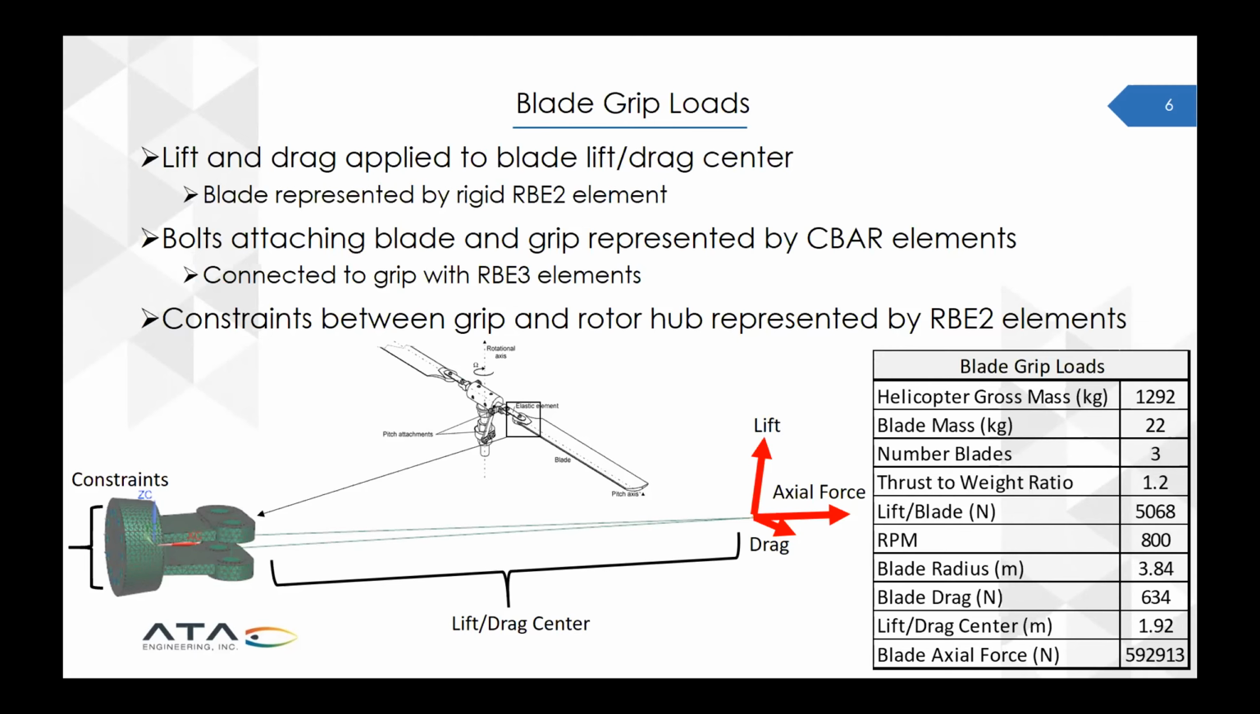The bolts attaching the blade grip to the blade are represented by C-bar elements and connected to the grip with RBE3 elements. And then these constraints, constraining the blade grip to the rotor hub, are represented by RBE2 elements.